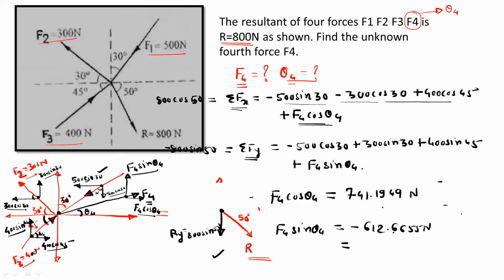So this minus 612 means what? It is 612.6655 Newton in the negative y direction, because F4 sin theta 4 is nothing but the y component of F4, and F4 cos theta 4 is the x component of F4. Okay, so we can write here, this is F4x and this is F4y.